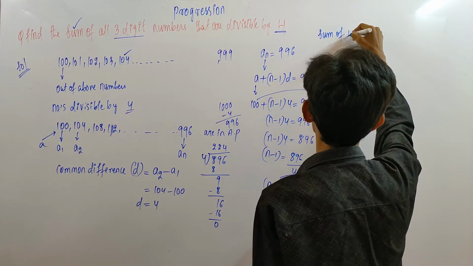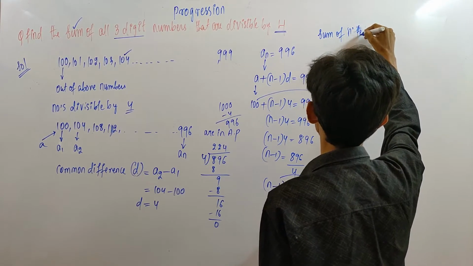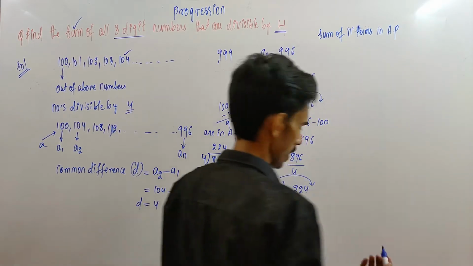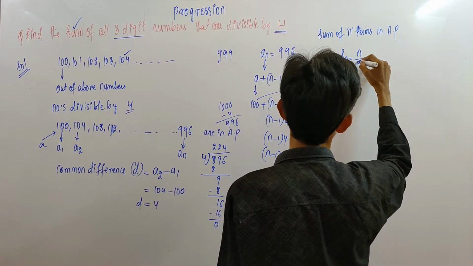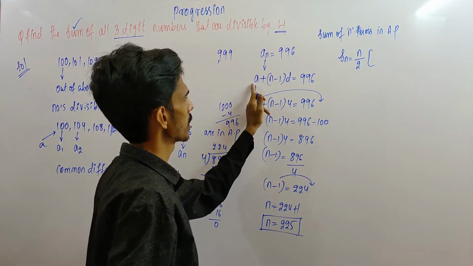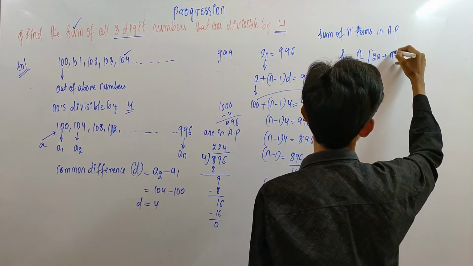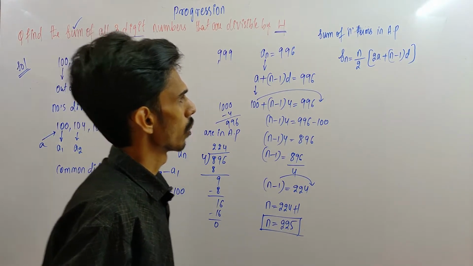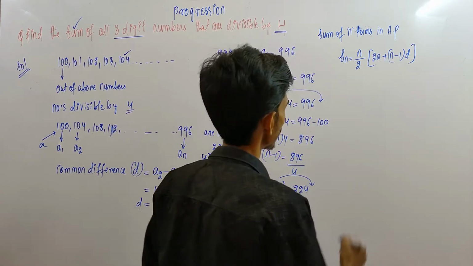Sum of n terms. The sum of n terms in an arithmetic progression is given by Sn, which is n by 2 into a plus (n minus 1) into d. Just make it 2 here, so it becomes n by 2 into 2a plus (n minus 1) into d. This is the formula to calculate the sum of n terms in arithmetic progression.